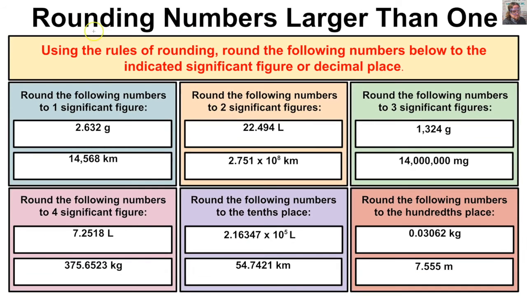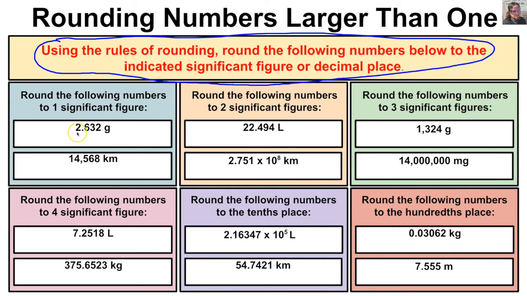All right, so it says, using the rules of rounding, round the following numbers to the indicated significant figure or decimal place. So if we take a look, we have some numbers here, and what we have to do is round them to the indicated significant figure or decimal place. So let's take a look right here. It says to round the following numbers to 1 sig fig.